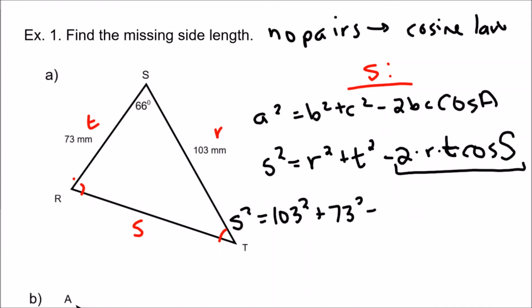Oops, let me write that. That's more of a multiplication. So 2 times 103 times 73 times cosine of 66. So I can plug that into a calculator.